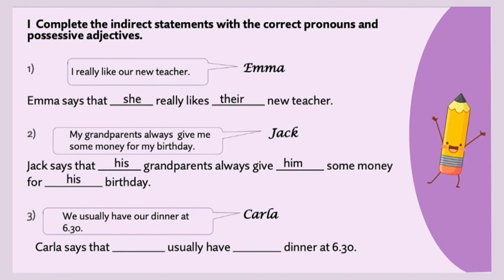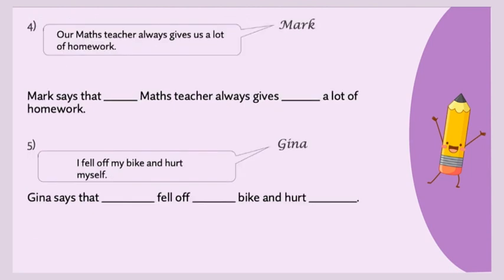We usually have our dinner at 6:30. Carla says that they usually have their dinner at 6:30. Our maths teacher always gives us a lot of homework. Mark says that their maths teacher always gives them a lot of homework. I fell off my bike and hurt myself. Gina says that she fell off her bike and hurt herself.